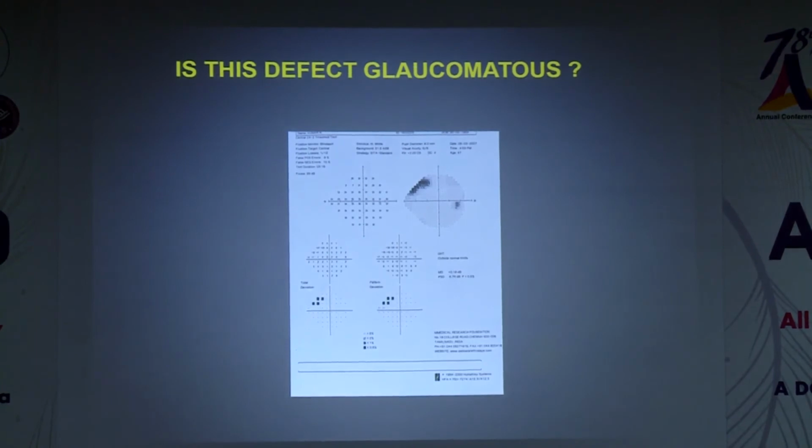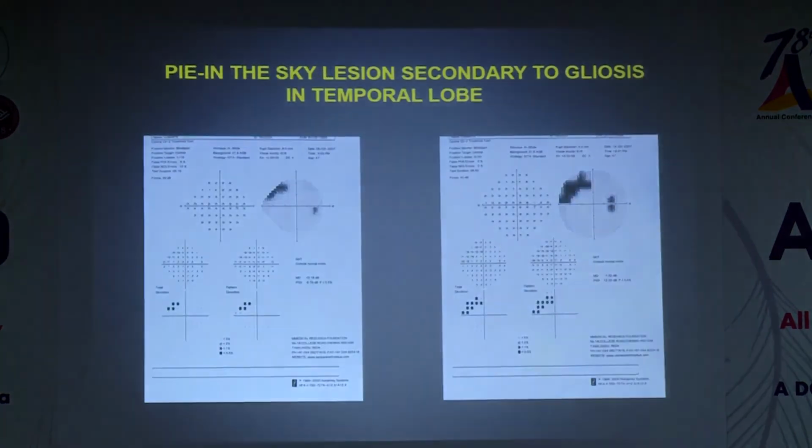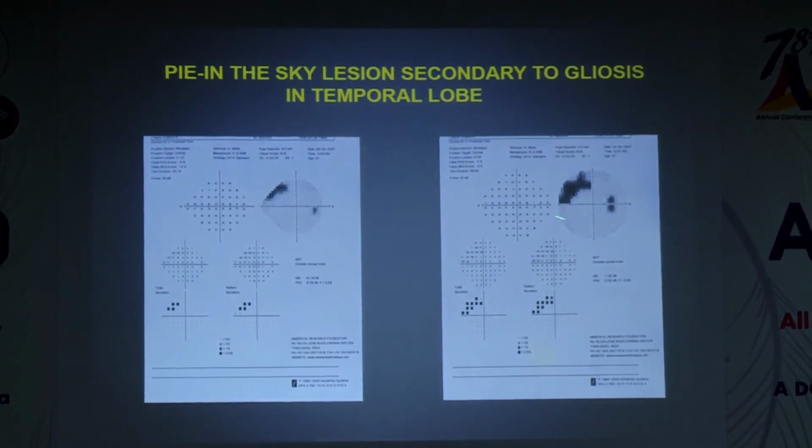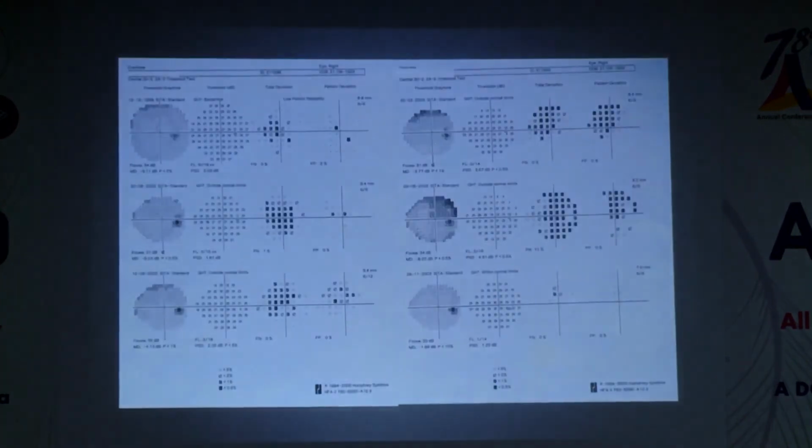Is this defect glaucomatous? It's unusual to have a nasal defect which is not close to the horizontal meridian. So this was a 24-2 examination. When we repeated with 30-2, the defect did not really correspond to a pattern that you see in glaucoma, and on imaging we found that it was a pie in the sky neurological defect.